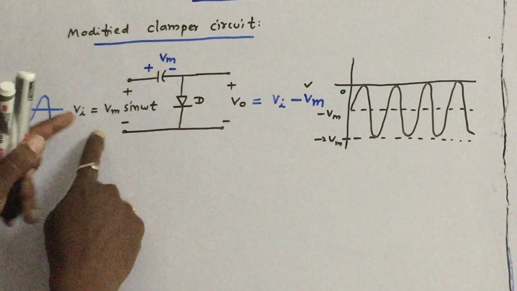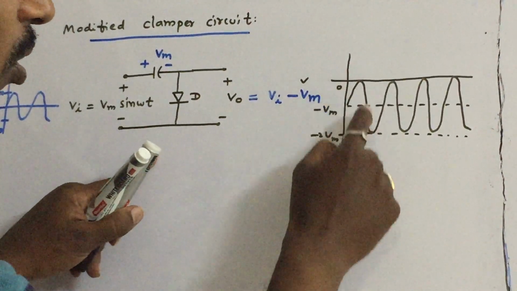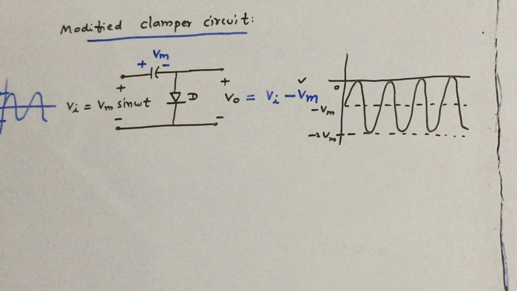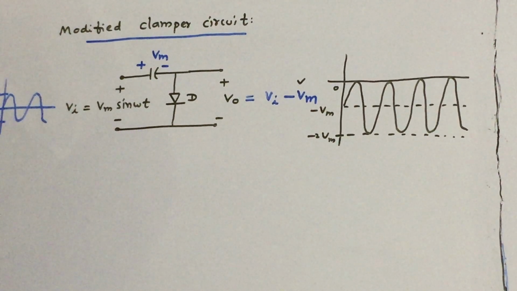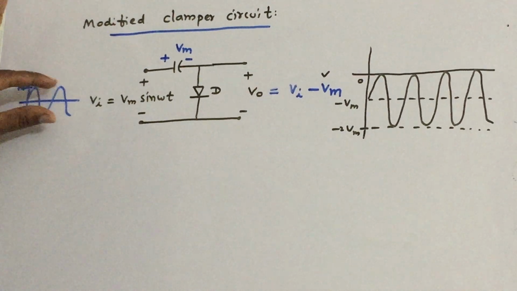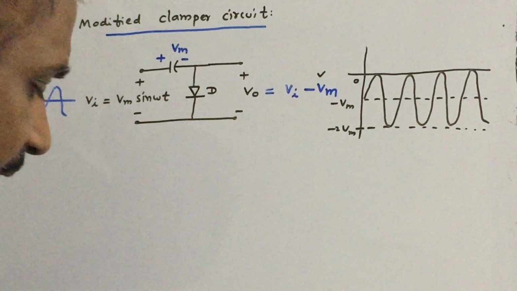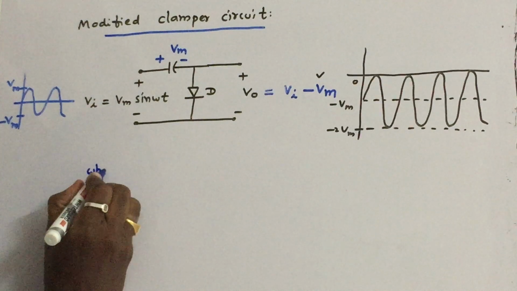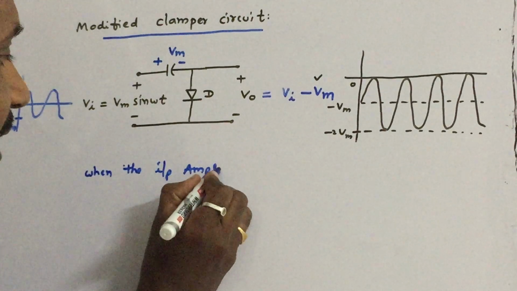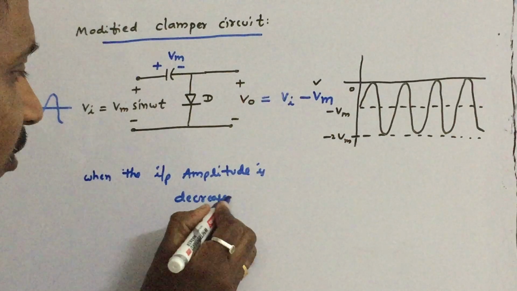This is the waveform under steady state conditions. That means if you give the sinusoidal input to the circuit, after some seconds the output will settle down to this waveform. This waveform is called the steady state waveform. Now let us see, for example, if this input amplitude is decreased, what will be the output. Let us see what will happen in the circuit when the input amplitude is decreased.